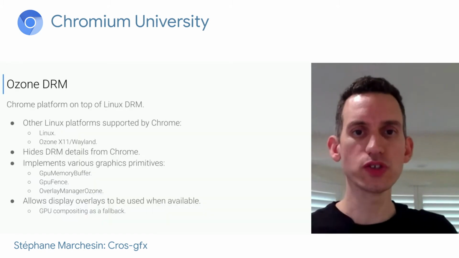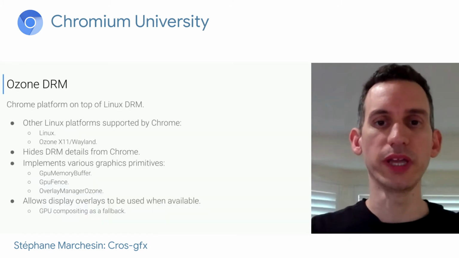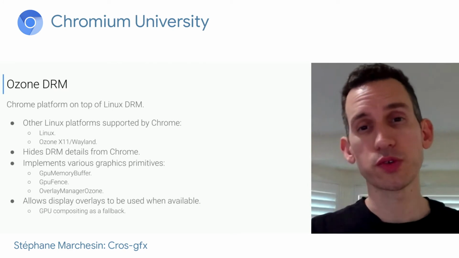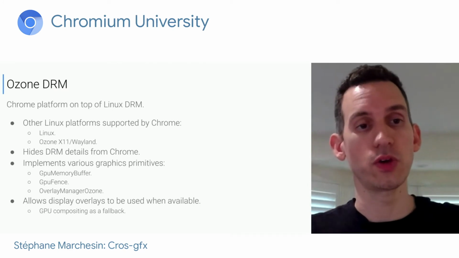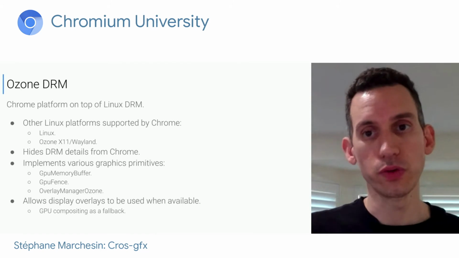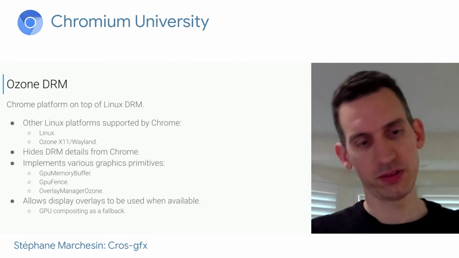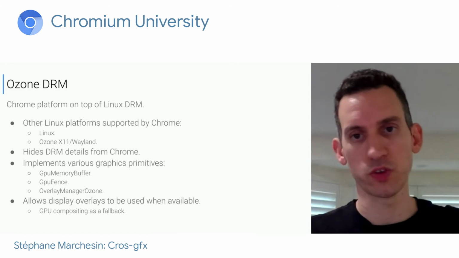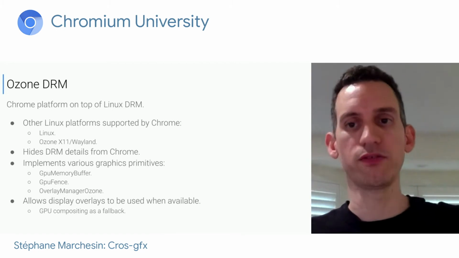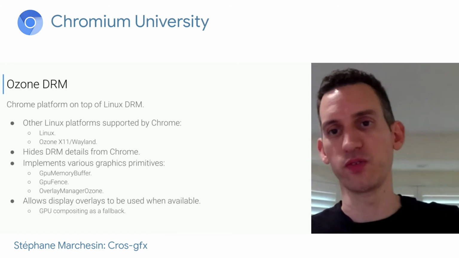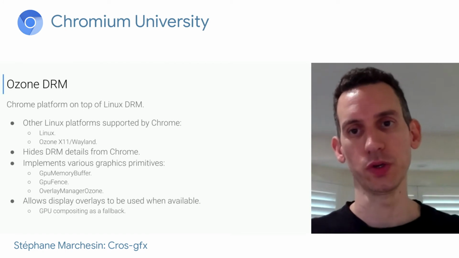So what is Ozone? Well, Ozone is a Chrome layer whose job is to abstract the low-level platform parts away from Chrome, right? So this was done for ease of portability, to hide all those platform-specific details. Chrome supports many platforms, and you don't want to have to know about all the details of each platform as you write the higher-level code.